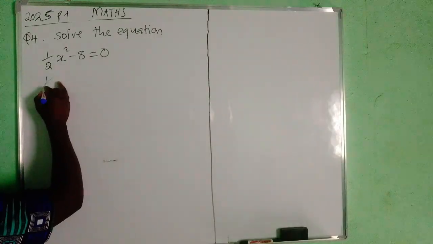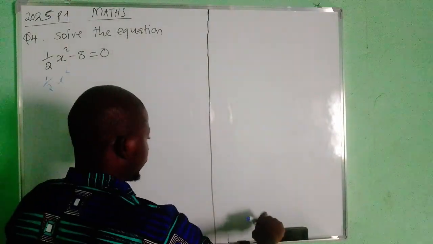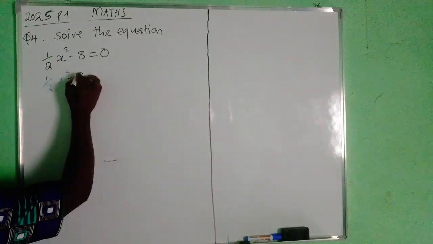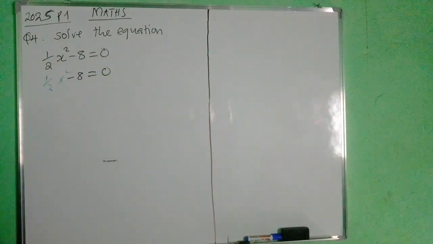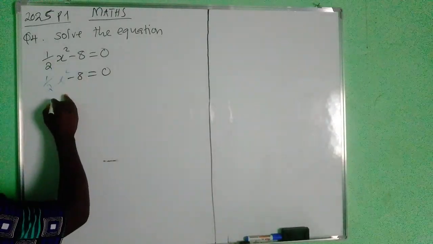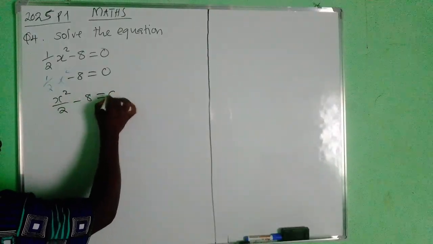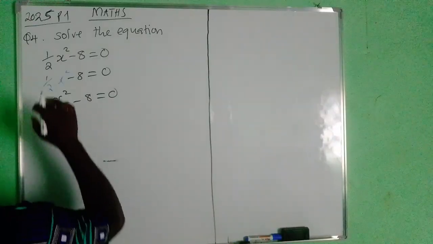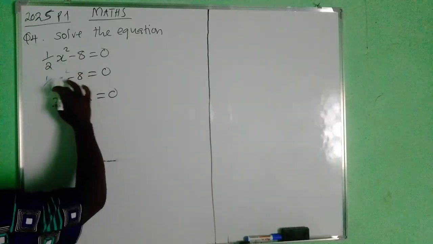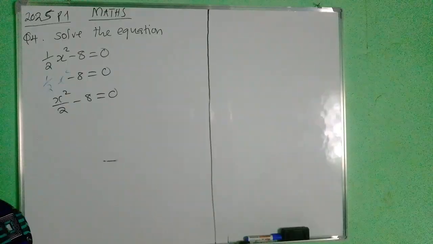So we have 1 over 2 x squared, sorry for the marker, minus 8 is equivalent to 0. When you look at this equation, the first thing that you have to know is that this equation can be written in this form: x squared over 2 minus 8 is equal to 0. What have I done? I've multiplied x squared times 1, so the x squared becomes the numerator and the 2 becomes the denominator.